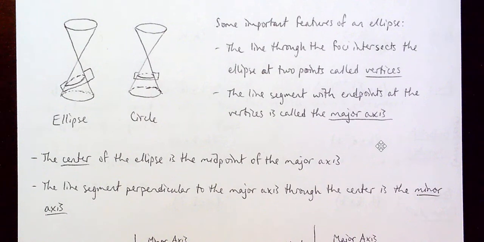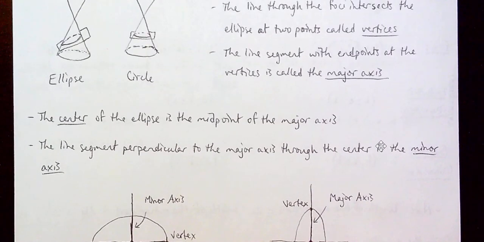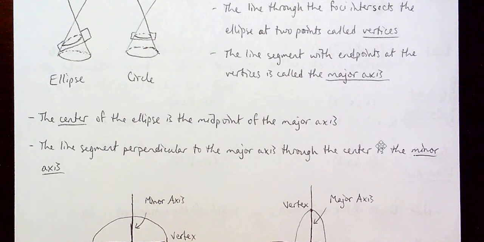And the line segment with endpoints at each of your vertices is called the major axis. The center of an ellipse is simply the midpoint of the major axis. It's the midpoint of your two vertices. And then the line segment that's perpendicular to the major axis through the center is called the minor axis.